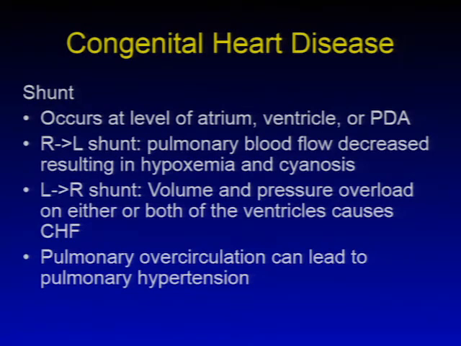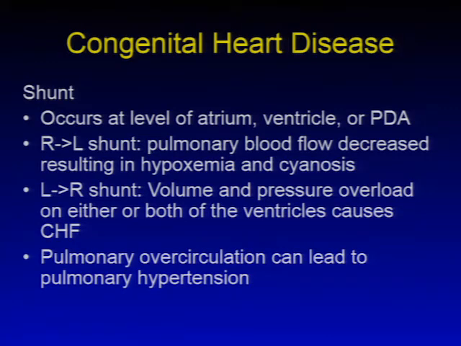Shunts can occur at the level of the atrium or within the ventricle or at the level of the PDA, most commonly during congenital heart disease. If it's a right to left shunt, the pulmonary blood flow is decreased, and again, this results in hypoxemia and cyanosis. If there's a left to right shunt, on the other hand, what you find is there's volume and pressure overload on either or both of the ventricles. Ultimately, this over time can lead to congestive heart failure.